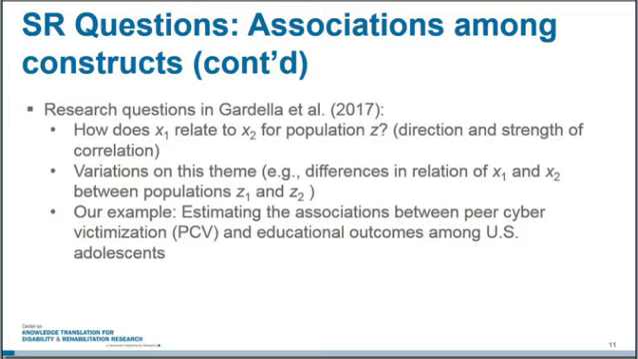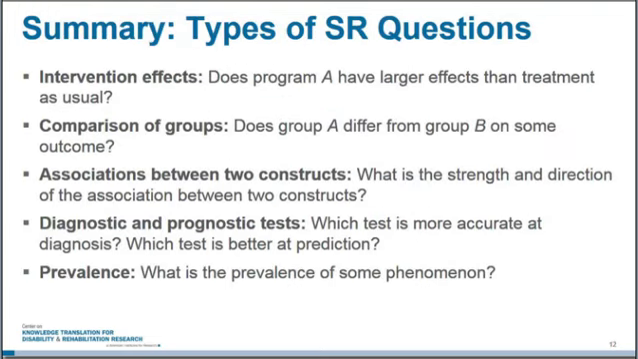So the Gardella et al. systematic review is really trying to estimate the strength, the magnitude, of the correlation between peer cyber victimization and educational outcomes. So this is another example of a systematic review question. So in summary, there are a number of different kinds of systematic review questions that you might pose. One might be that you're interested in the effectiveness of an intervention. So does some program A have larger effects than a control condition or treatment as usual?